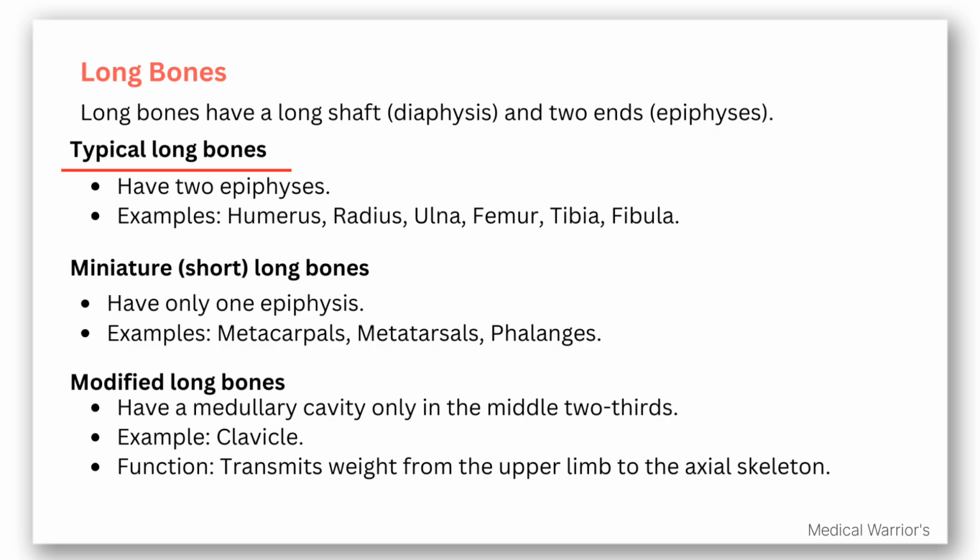Typical long bones have 2 epiphyses. Example, humerus, radius, ulna, femur, tibia, fibula. Miniature or short long bones have only 1 epiphysis. Example, metacarpals, metatarsals and phalanges. Modified long bones have medullary cavity only in the middle 2/3. Example, clavicle. Function, transmit weight from upper limb to axial skeleton.